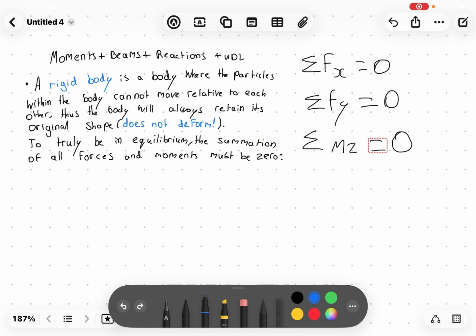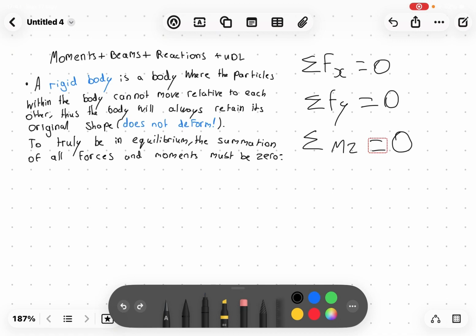What else? There are 3D scenarios. The ones that I just showed were 2D. In 3D, there are three more equations, which we're not going to talk about.